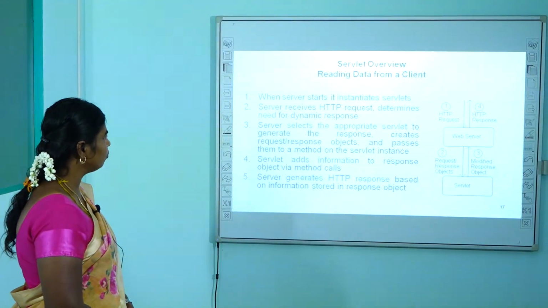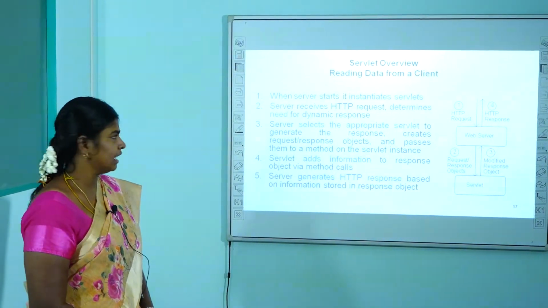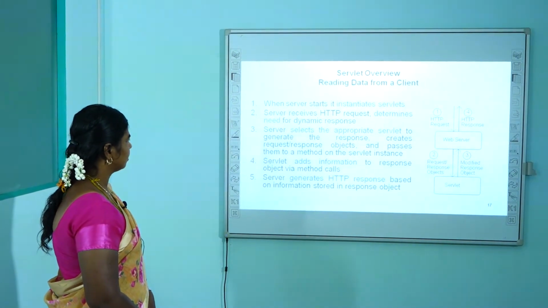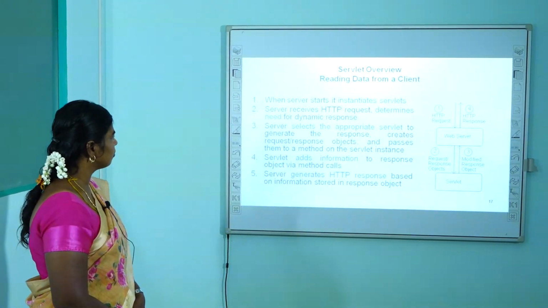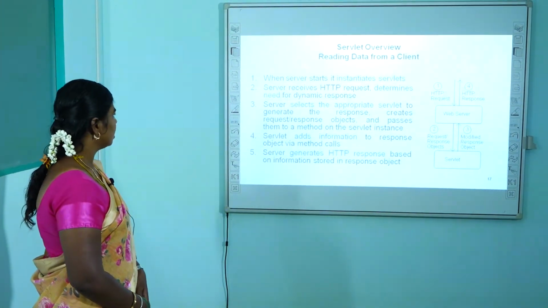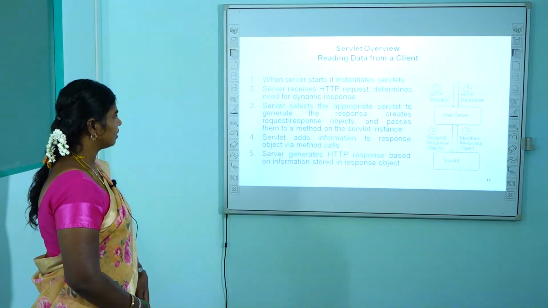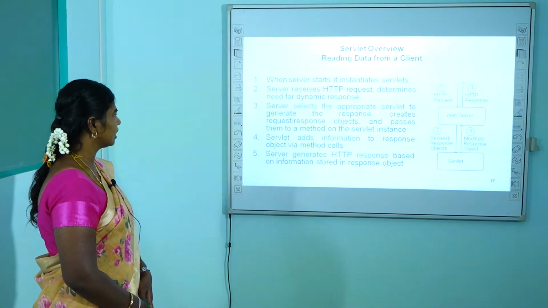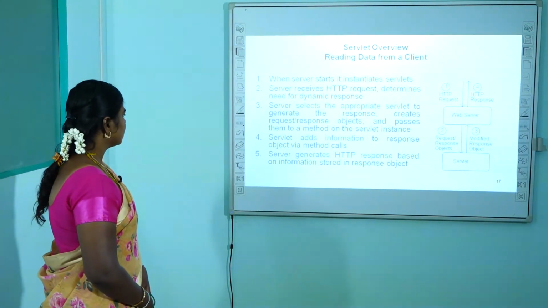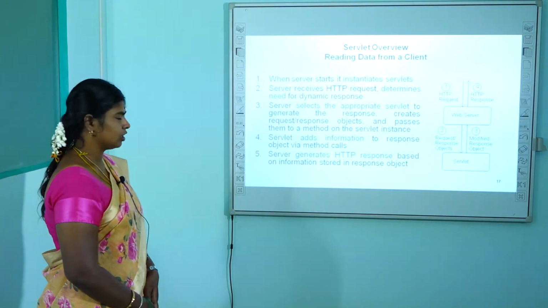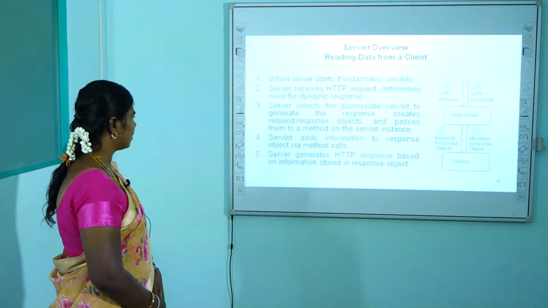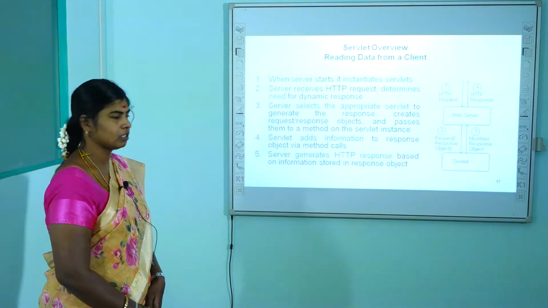Next is the servlet overview: how the data can be read from the client. When the servlet starts, it initiates the servlet. The server receives the HTTP request and determines the need for a dynamic response. The server selects the appropriate servlet to generate the response, creates request and response objects and passes them to the method on the servlet. The servlet adds information to the response object via the calls, and then the server generates the HTTP response based on the information stored in the response object.